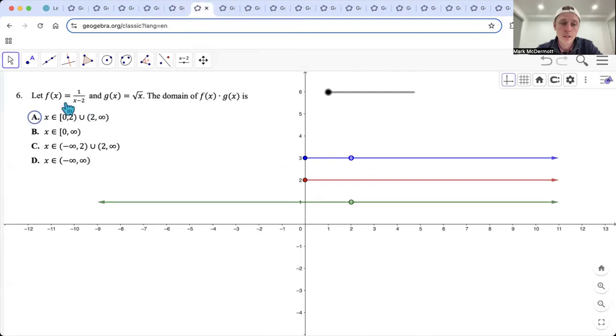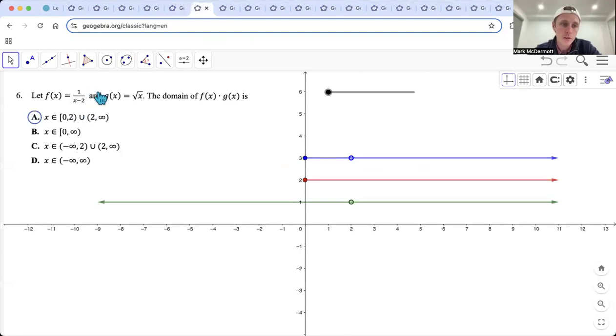Next one. Let f of x equal 1 on x minus 2 and g of x equal root x. The domain of f of x multiplied by g of x is. Okay, hopefully you can recall when you've got the product of two functions, the new domain is just equal to the domain of the first one and where it intersects with the domain of the second one.